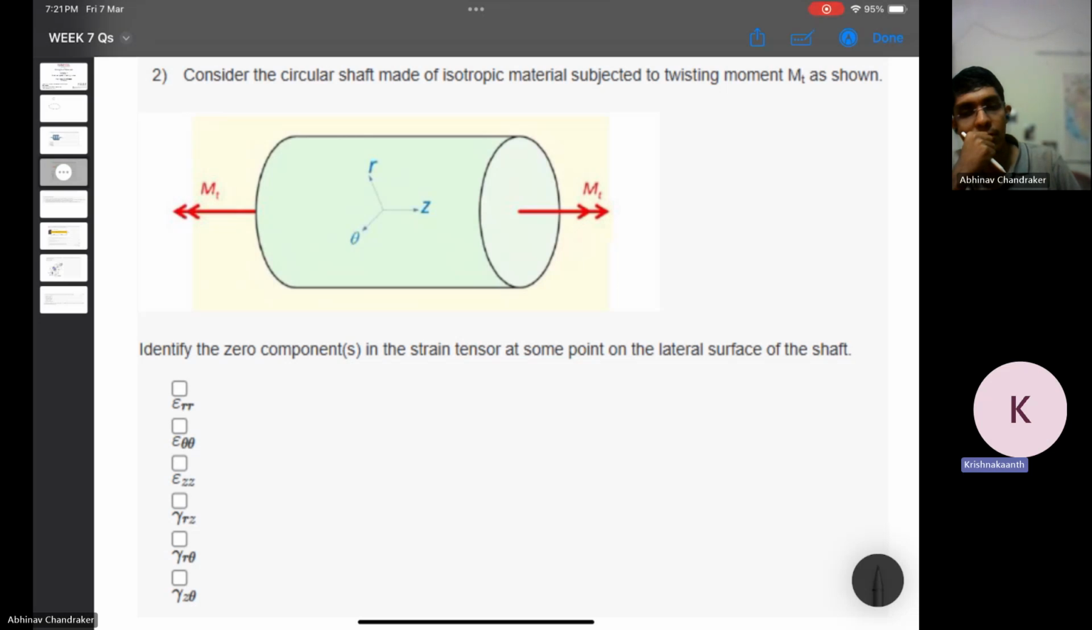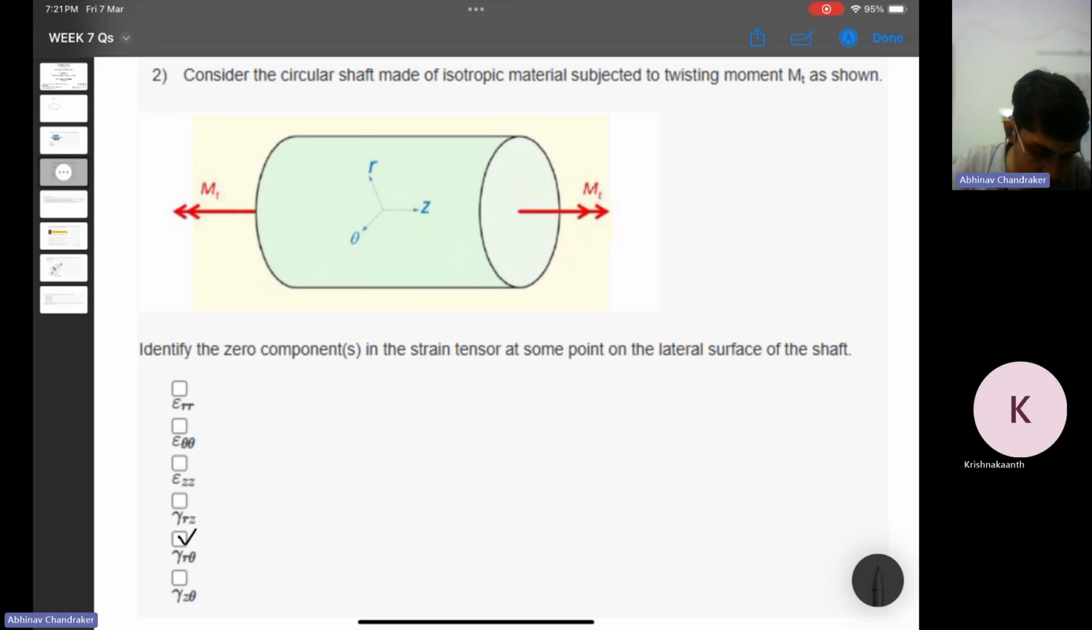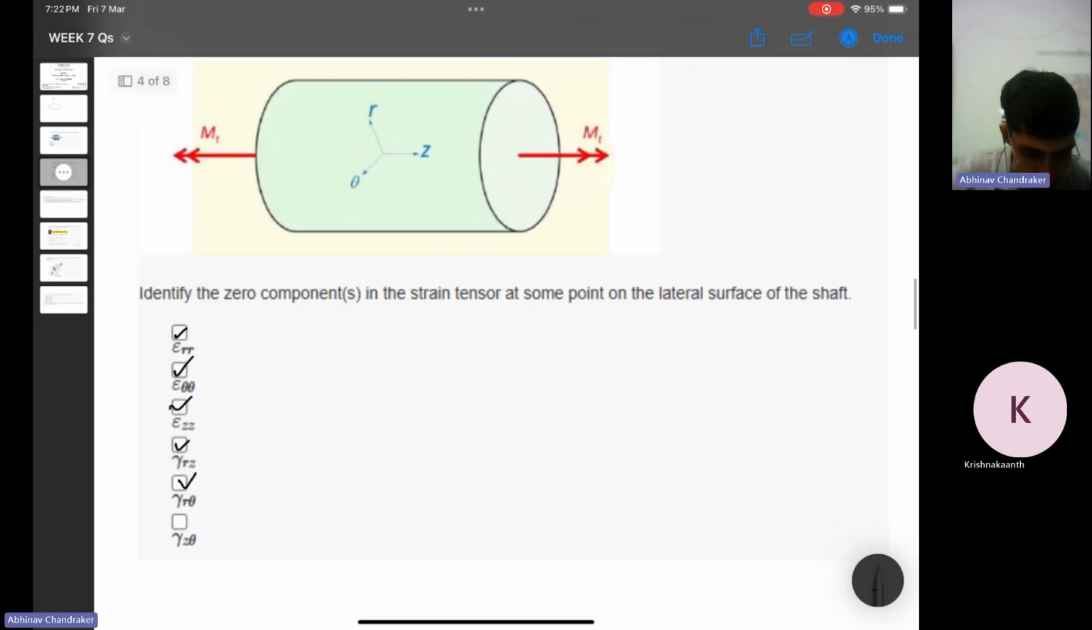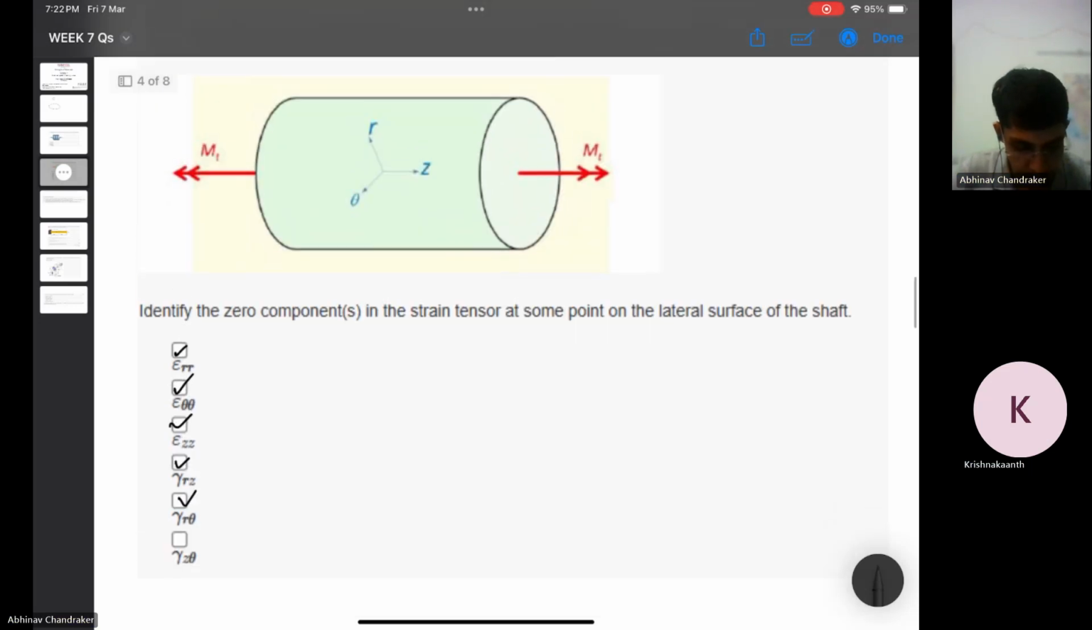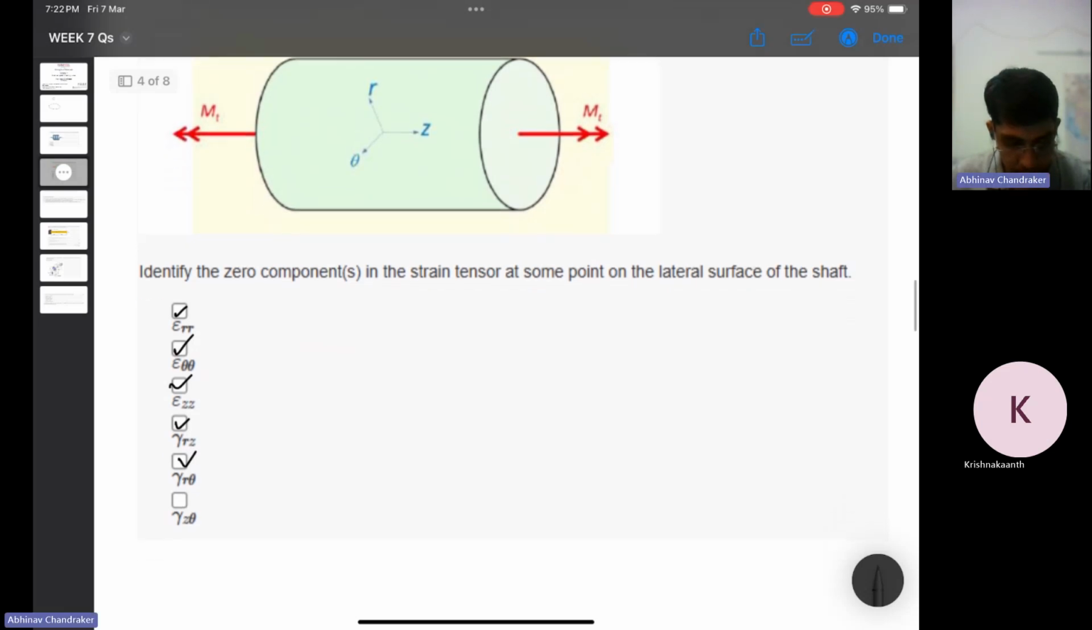Twisting is in Z, right? Except gamma Z, I think all the other stuff will be zero. Only gamma z theta will be non-zero.